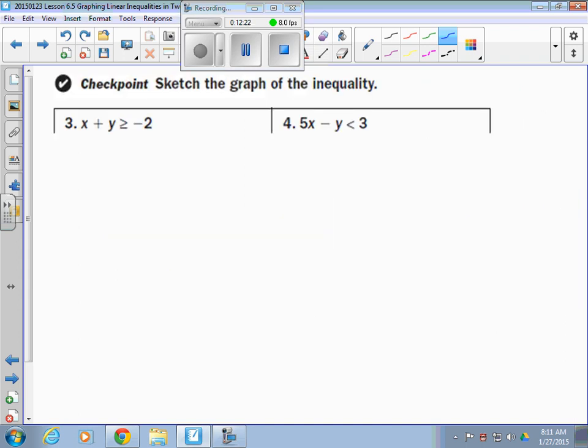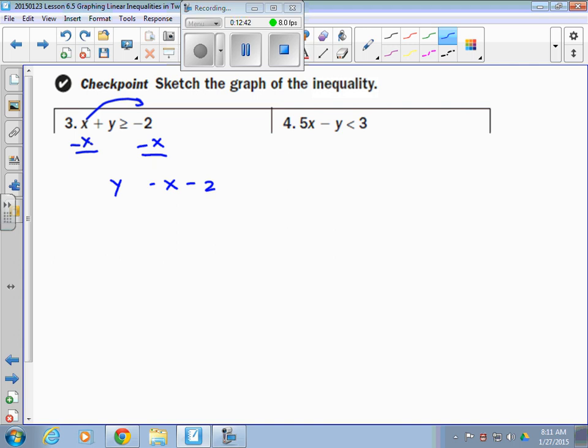2 checkpoint problems. X plus y is greater than or equal to negative 2. Make this slope-intercept form by subtracting x. This one's a little simpler than the one we just did because there's only one step to it. You don't have to divide by a negative number at all. So y is greater than or equal to negative x minus 2. All we did was subtract x.